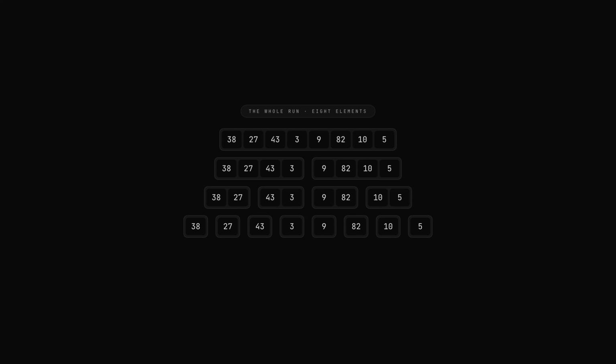Now run the whole thing on 8 elements and watch the shape. 38, 27, 43, 3, 9, 82, 10, 5. Split. 2 fours. Split again. 4 pairs. Once more. 8 singles, and a single is the base case. Sorted by definition. Notice, just like factorial, the trip down did no work at all. Everything happens on the unwind, and the unwind merges.